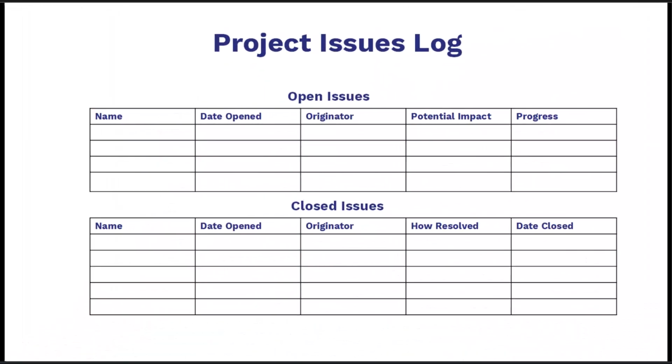Project Issues Log. This slide is a 2-part register. Open issues list items that still need a decision or fix, capturing the name, date opened, originator (who raised it), potential impact on safety, cost, scope, schedule or compliance, and current progress. Closed issues preserve the history, how resolved and date closed, for accountability, audit, and lessons learned.